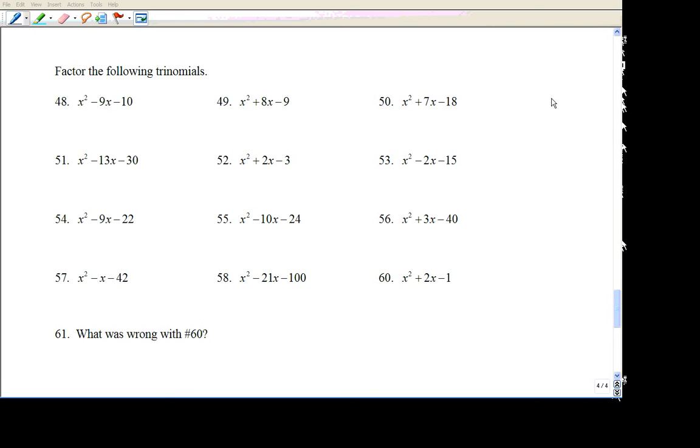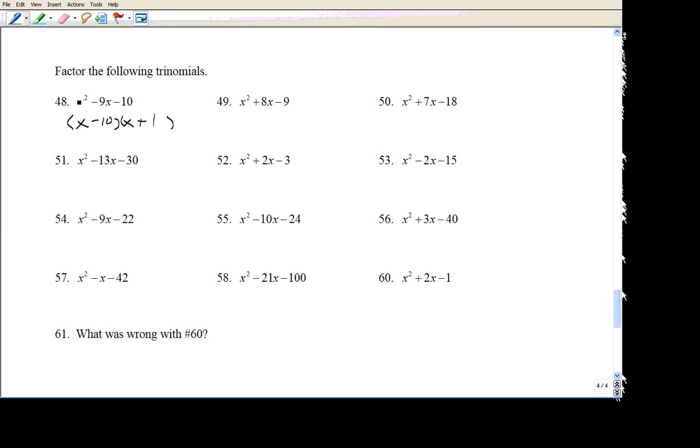So let's check out number 48 here. We have x squared minus 9x minus 10. So now we have to think, what are the factors of -10 that add up to -9? And remember, one of them will be addition and one of them will be subtraction. So one will be positive, one will be negative. So you have to think, what positive and negative numbers multiply to -10 but add to -9? Well, we can get -10 by multiplying -10 times +1, and -10 plus 1 is -9.